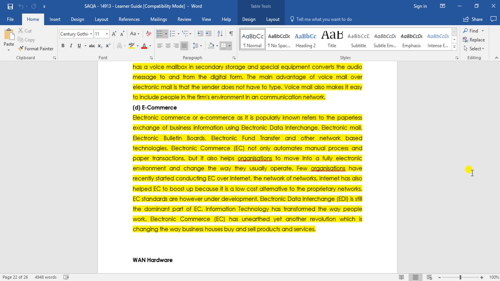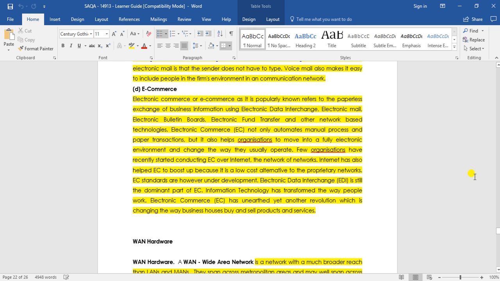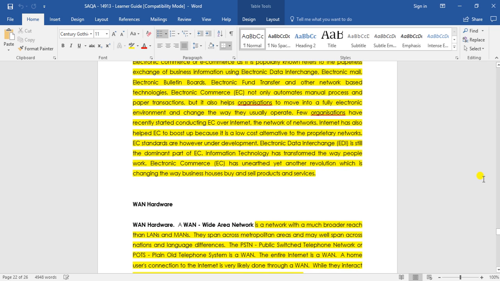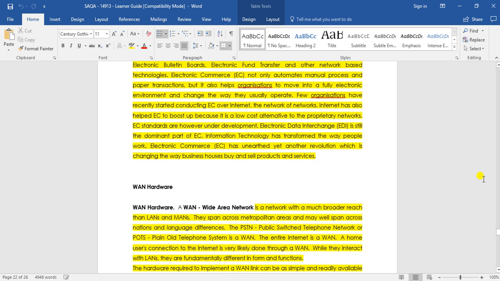Few organizations have recently started conducting EC over the internet. The network of networks, the internet, has also helped EC to boost up, because it is a low-cost alternative to proprietary networks. EC standards are, however, under development. Electronic data interchange (EDI) is still the dominant part of EC. Information technology has transformed the way people work. Electronic commerce has unearthed yet another revolution, which is changing the way business houses buy and sell products and services.